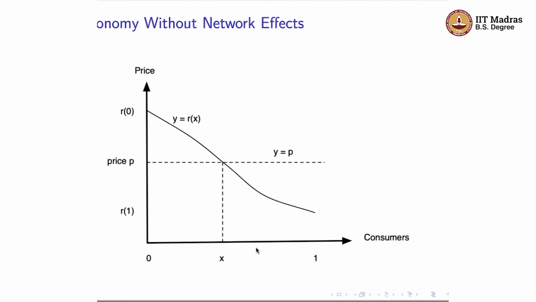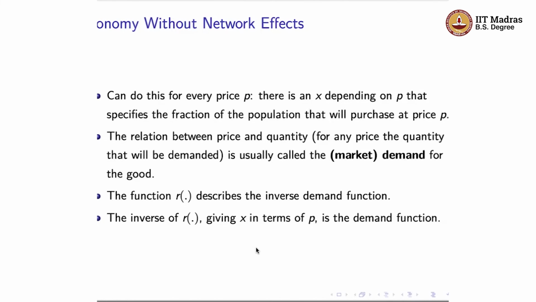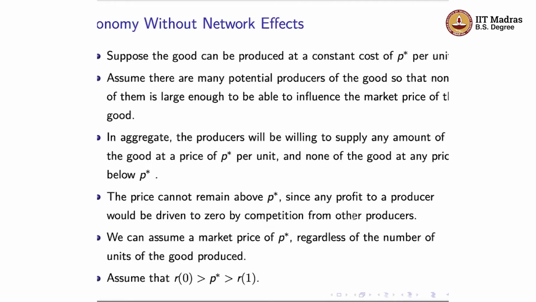And you can do this exercise for each value of P that you are interested in between R0 and R1, right? So this relationship between price and quantity, which says that for any price you can think of, what is going to be the quantity demanded, is what is known as the demand for the good. This is the demand part of demand and supply. And what this function R does is describe what is known as the inverse demand function, because R is a function of X, and X is the demand. The inverse of R, which means for each value of P, the value of X that you get from this graph, is what is known as the demand function. So that's the demand part that you often hear about.